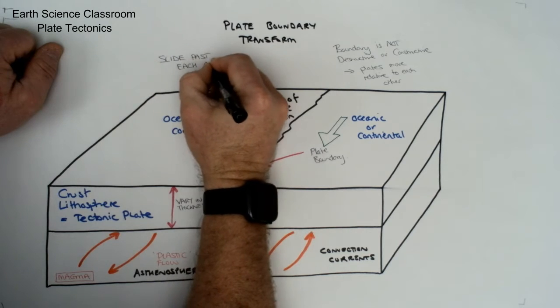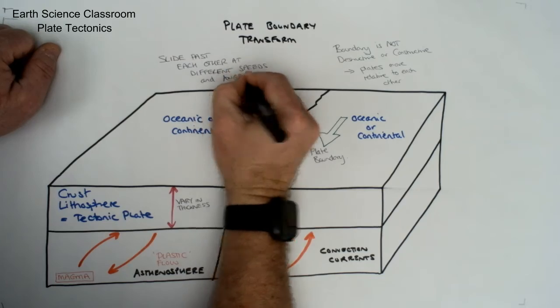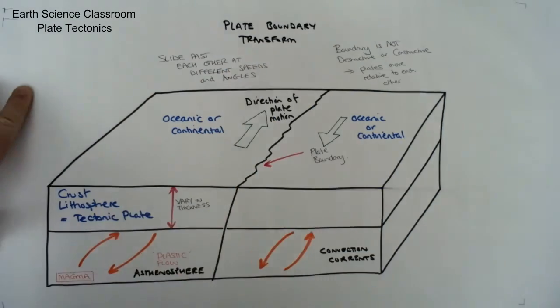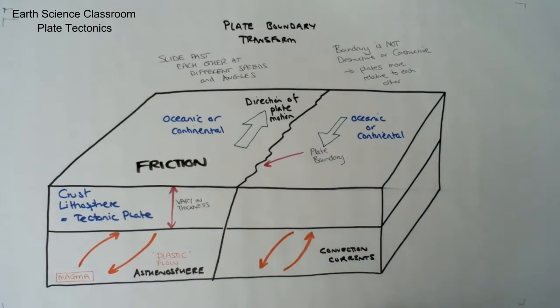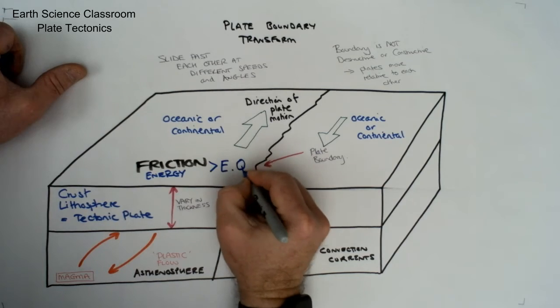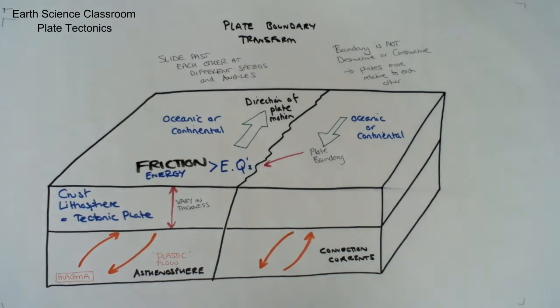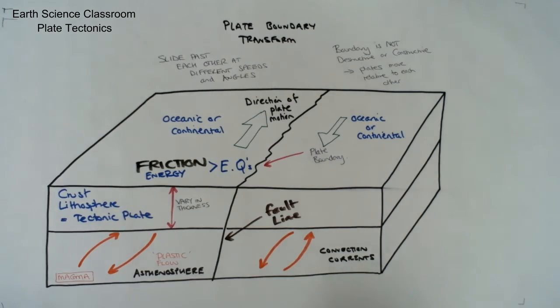So the variables in this boundary are the plate's composition, the plate's density, the types of plates, oceanic or continental, the rate or speed of motion, and the direction of motion. These can impact the amount of friction that is created, the energy, and result in earthquakes if and where they occur along these boundaries or fault lines.